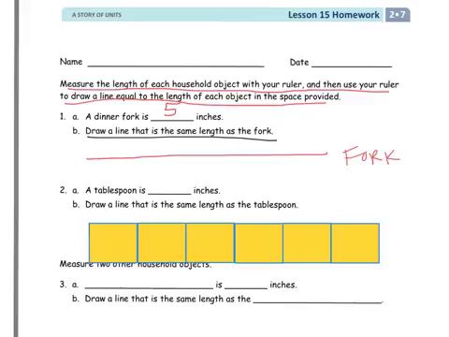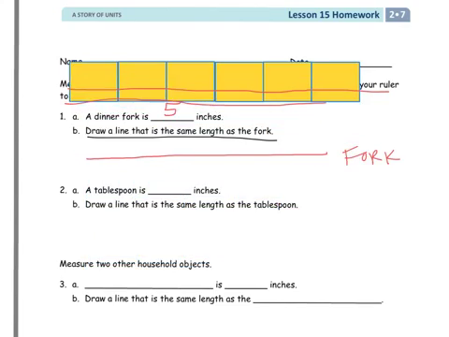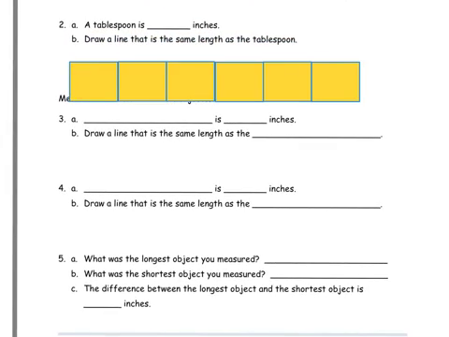And especially when you get down below and it says measure 2 other household objects, draw a line that is the same length as blank. So you're picking the 2 objects that you're going to draw. And then you're going to answer questions down below. What was the longest object you measured? And that's 5. And I'll get down to that one. So for 3 and 4, you're going to put in your 2 objects that you pick. And then 5 is you're going to answer questions on it.